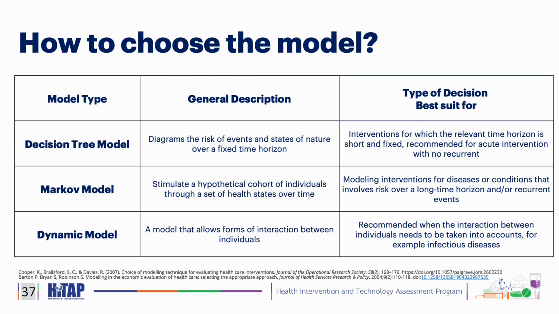And the last one that I mentioned earlier is the dynamic model, the one that I mentioned about infectious disease. This is the model that allows for interaction between individuals of different health states as well. So the dynamic model takes into account the interaction, and it is recommended when the interaction between individuals needs to be taken into account. For example, infectious disease.